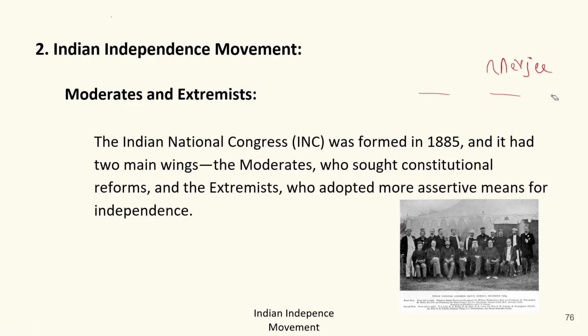Here you can see that there are two divisions described in the Indian National Congress. First division was the moderates, second one were the extremists. Okay, so let's have a look over them. So now understand these divisions one by one. First one was the moderates. Now who were the moderates? Who was the moderate in the Indian National Congress?